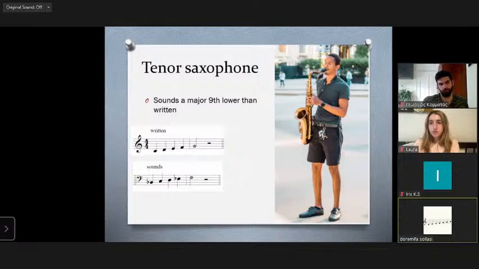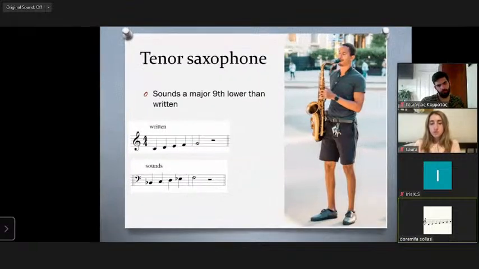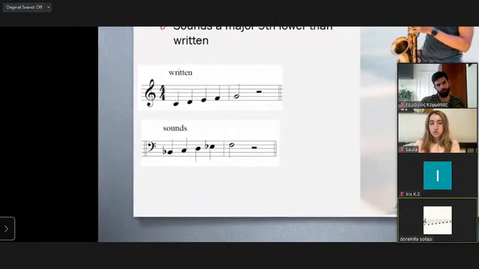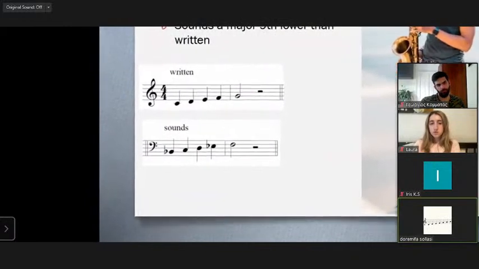The transposition of the tenor saxophone is the same as the transposition of the bass clarinet. You can think of it as a major ninth lower than written, or a compound major second. Again, if we see this written, it would sound like this.